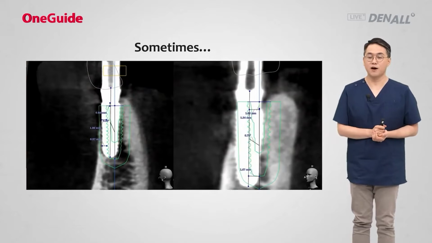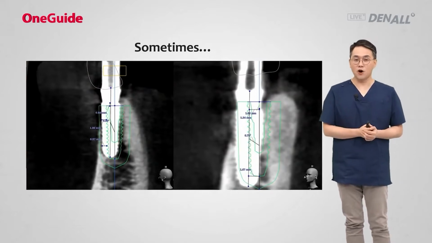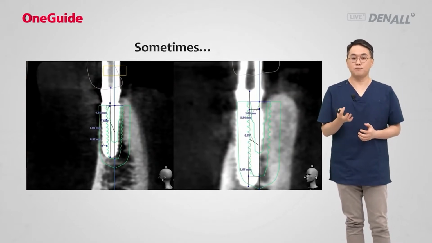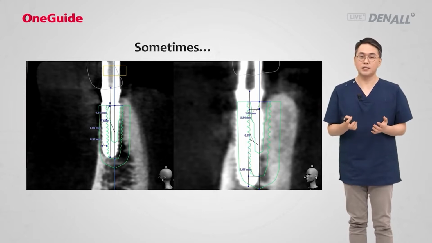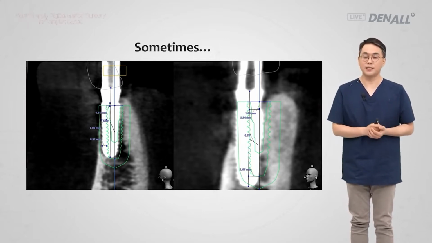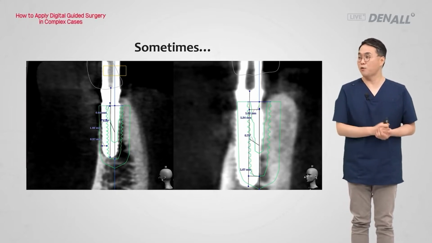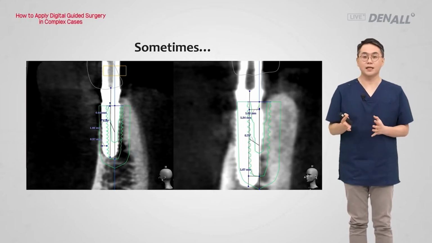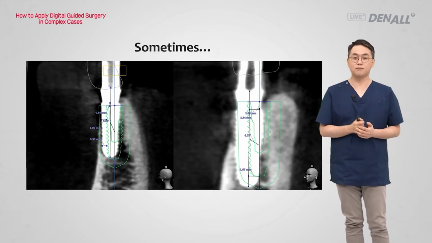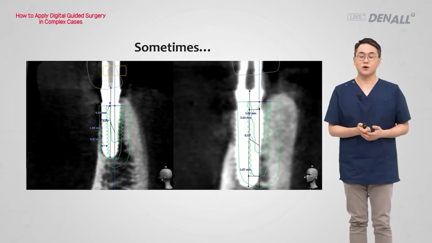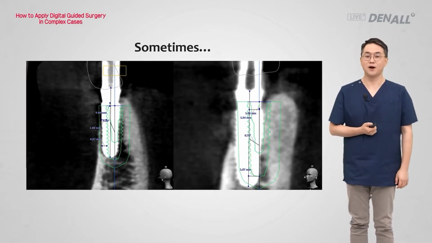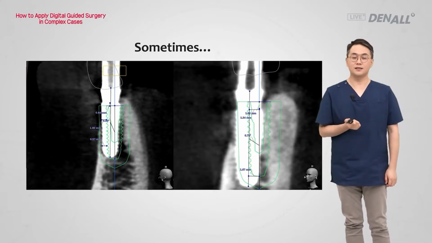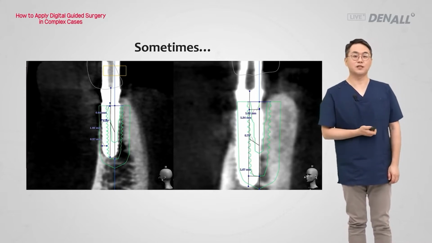This is my actual case. When I start the digital guided system, I always superimpose the pre-op planning data with the post-op data, and I accumulated all such data to see the reliability of the data. In this case, the implant is buccally inclined, which happens from time to time. So, in order to prevent such cases, what do we need to do?